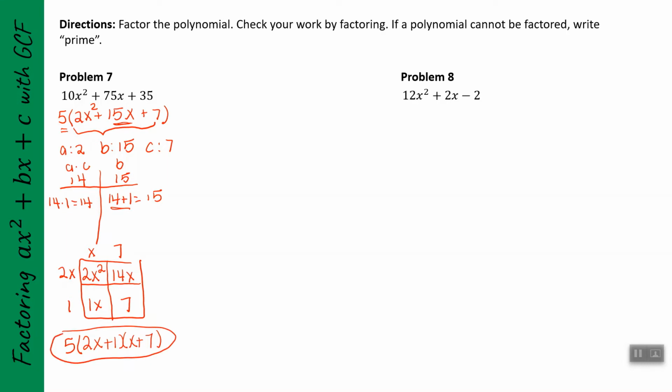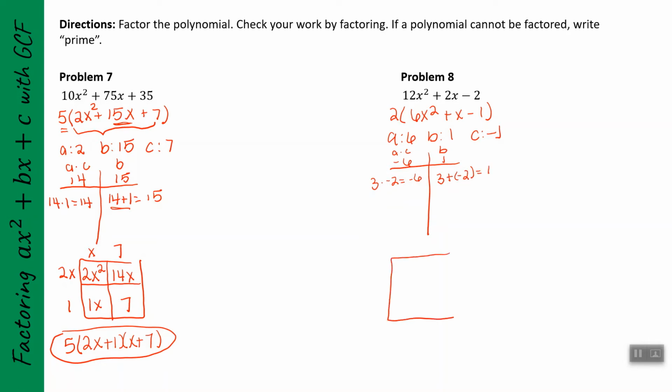Okay, last one. There is a 2 in common between all of these terms. I can factor that out. I'm left with 6x squared plus x minus 1. So A is 6, B is 1, and C is negative 1. Make my table. A times C. 6 times negative 1 is negative 6. B is 1. So what multiplies to negative 6 and adds up to 1? Well, 3 times negative 2 equals negative 6. 3 plus negative 2 equals positive 1.